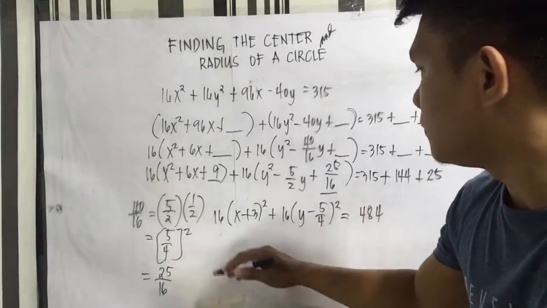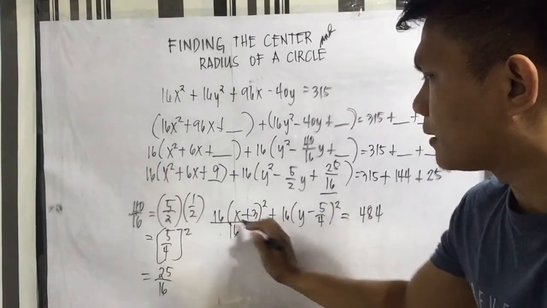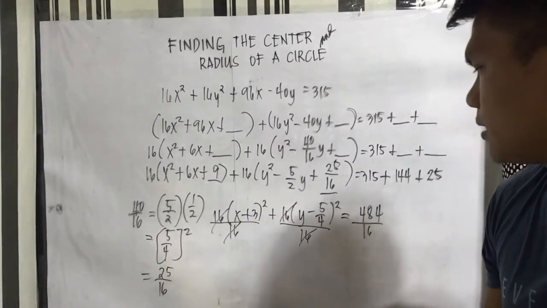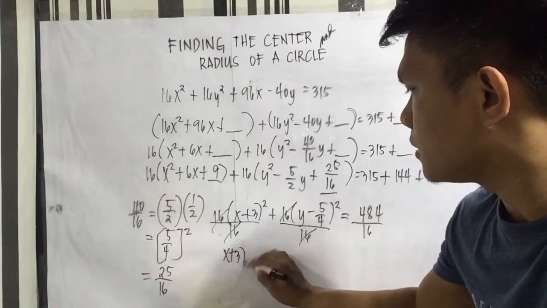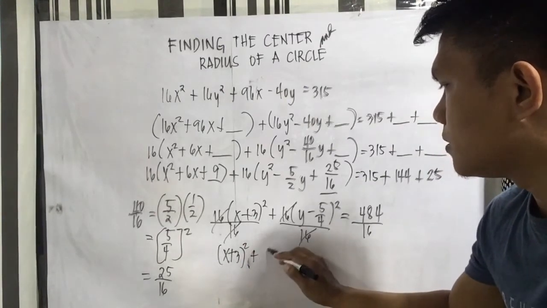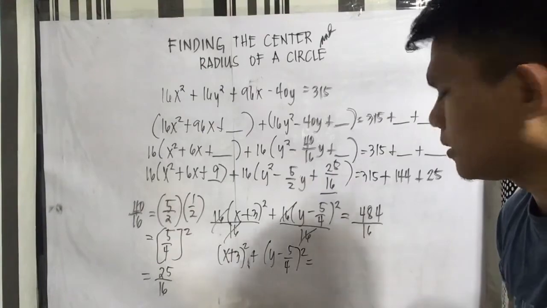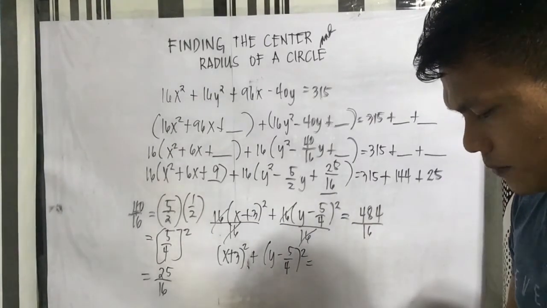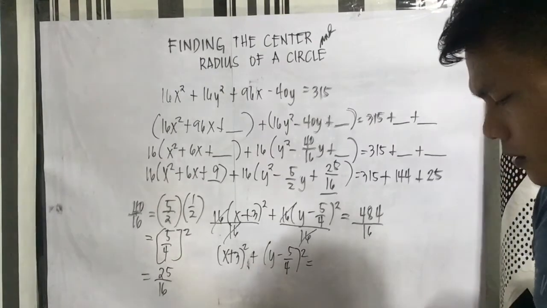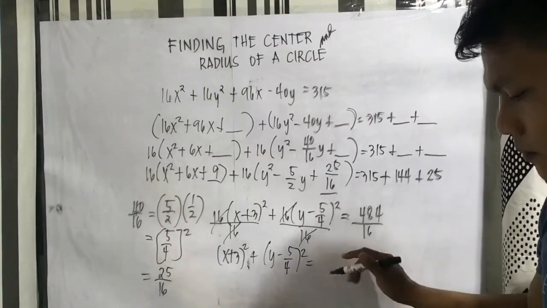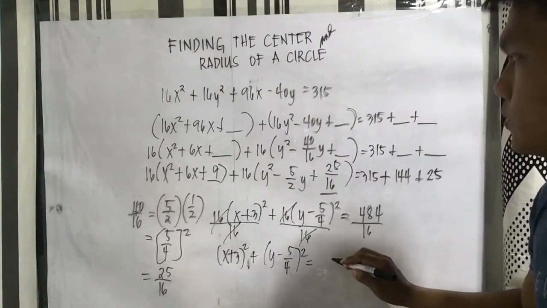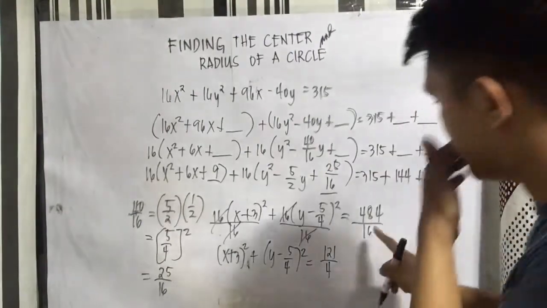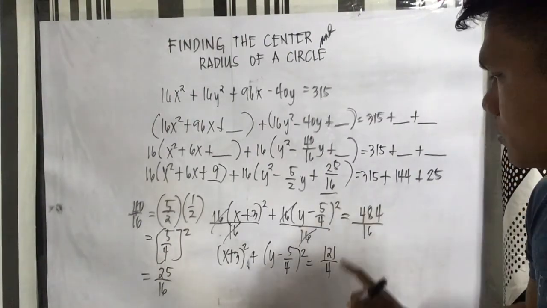Now let us divide both sides by 16 so that we can remove it. So we have x plus 3 squared plus y minus 5 over 4 squared equals, what is 484 divided by 16? That is 30 and 1/4, so that is 121 over 4.